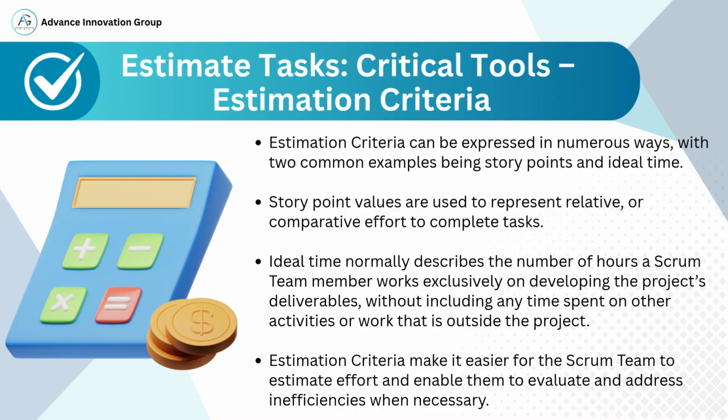On the other hand, ideal time refers to the actual number of hours a team member would require to complete a task if they could work on it without any interruptions. This is useful for tasks that are well understood and don't involve much uncertainty. Both approaches help the team consistently estimate effort and develop a shared understanding of workload. More importantly, they support transparency and predictability, allowing the team to identify bottlenecks and adjust planning strategies accordingly.